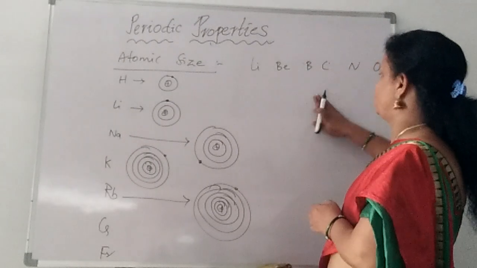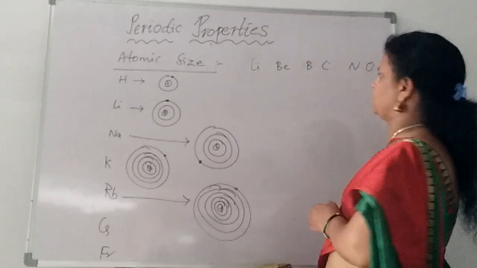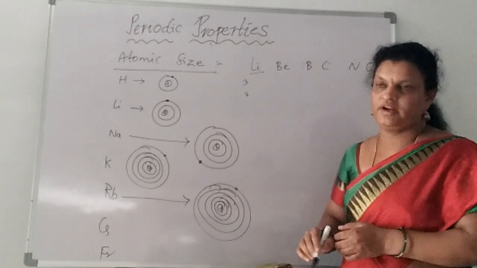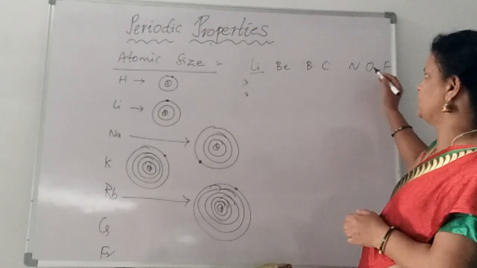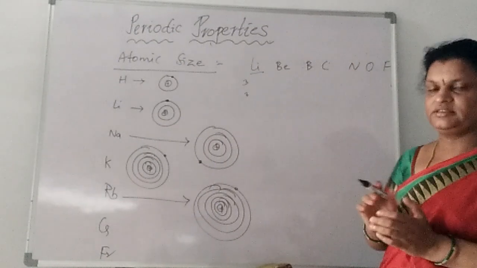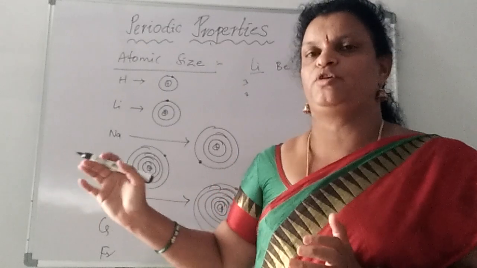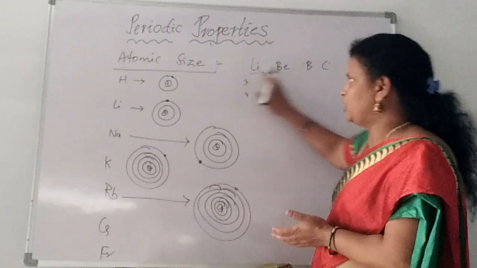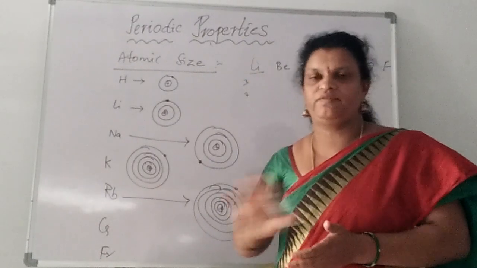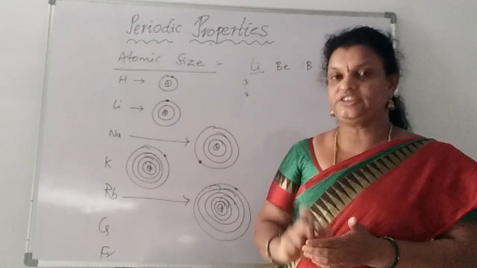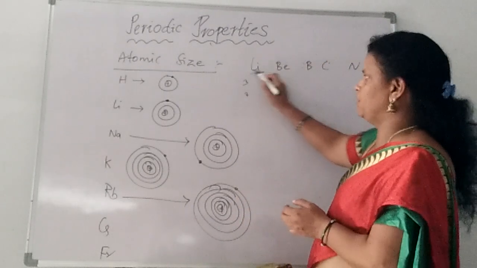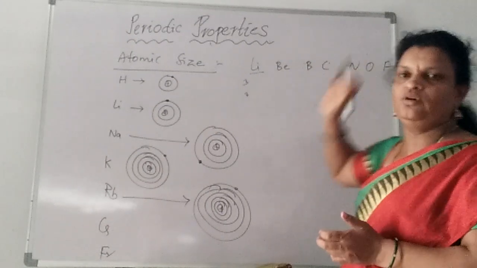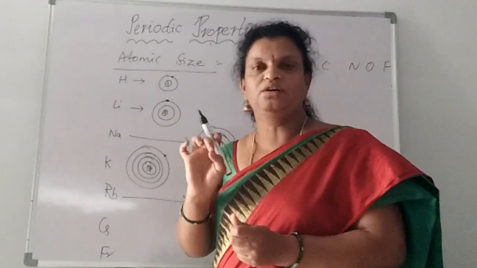So lithium to fluorine, I want to compare. Lithium: number of electrons 3, number of protons also 3, right? Here 4, 5, 6, 7, 8, 9. But generally we think that as the number of electrons and protons increases, size also will increase. But what is happening here? All of the elements are present in the second period only. So how many shells will be there? 2 shells will be there. From lithium to fluorine, every element has only 2 shells.